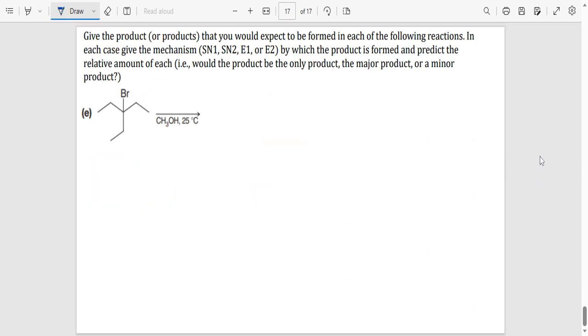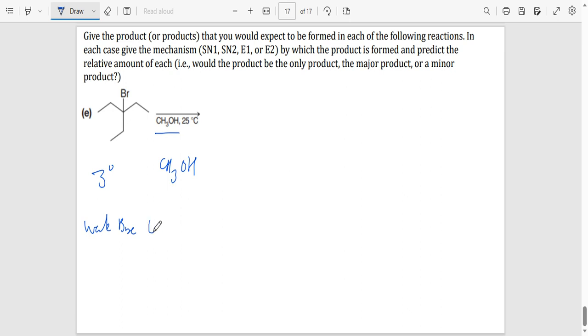Let's consider the last question. So here the substrate is the same, it is tertiary. Now, as we're able to see, we only have the solvent here, and the solvent will be acting at the same time as a base. Now, this solvent, methanol, is it strong or weak? So, methanol here is a weak base.